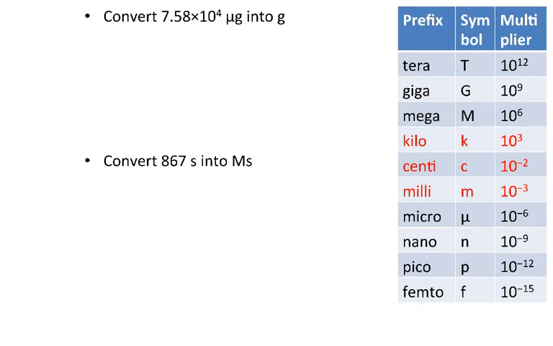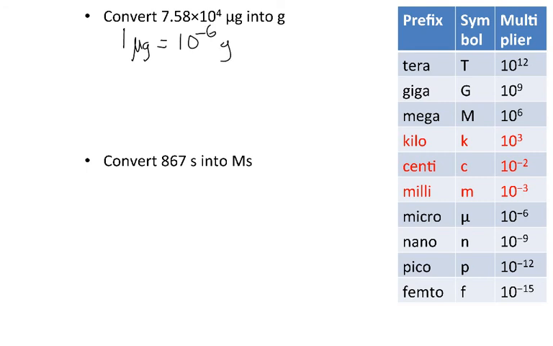All right, in this first example, we want to convert 7.58 times 10 to the 4th micrograms into grams. And be careful, this is not a U. This is actually the Greek letter mu. It looks like a U, but it's got this little tail in front. And micro means 10 to the minus 6. So my conversion factor is 1 microgram is equal to 10 to the minus 6 grams.